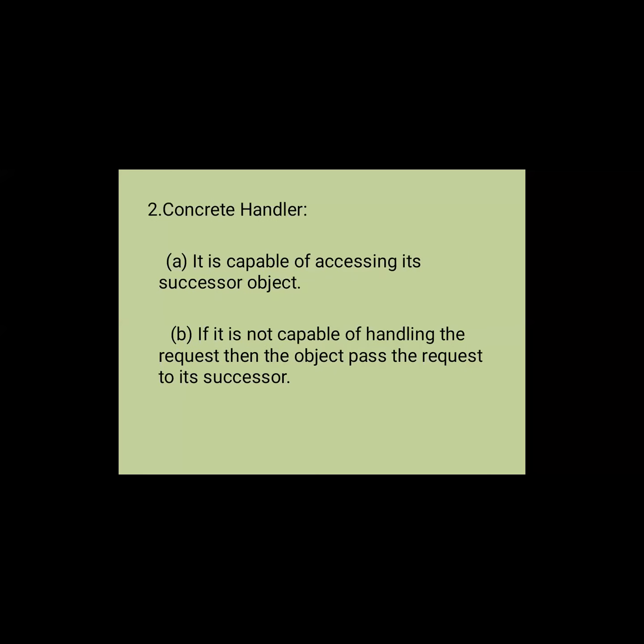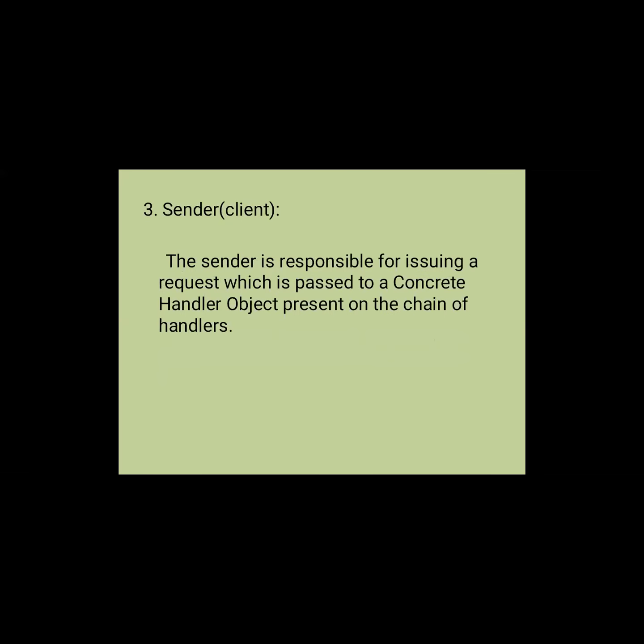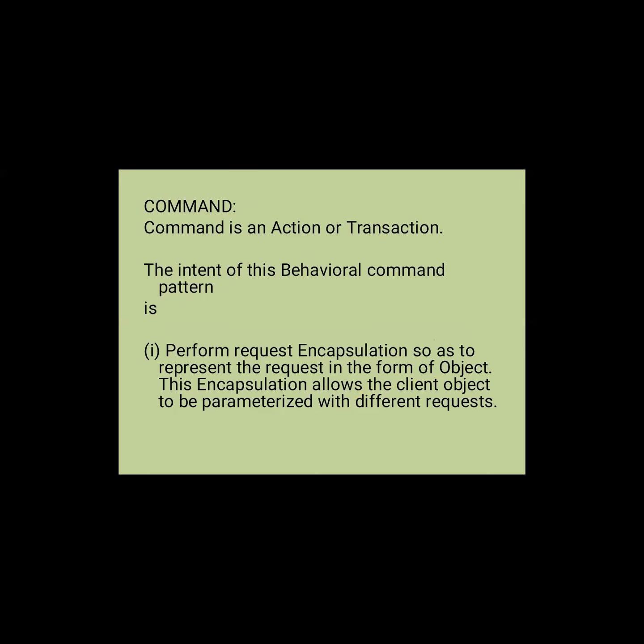Concrete handler. It is capable of accessing its successor object. Whatever it receives from the handler will be accessed. And if it is not capable of handling the request, then the object passes the request to its successor. So in some situations those objects are also not able to handle that request, and at that time the request will be passed to the next one. And the next one is the sender. The sender is responsible for issuing the request, which is passed to a concrete handler object present on the chain of handlers.